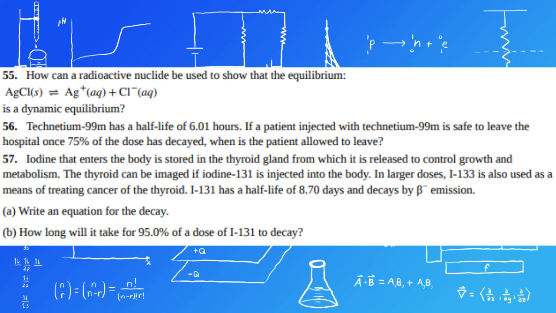75% decayed means 25% remaining, which means you need to cut it in half twice, which means it's 2 half-lives, so that's 12.02 hours. 2 times 6.01. That one was easy enough.